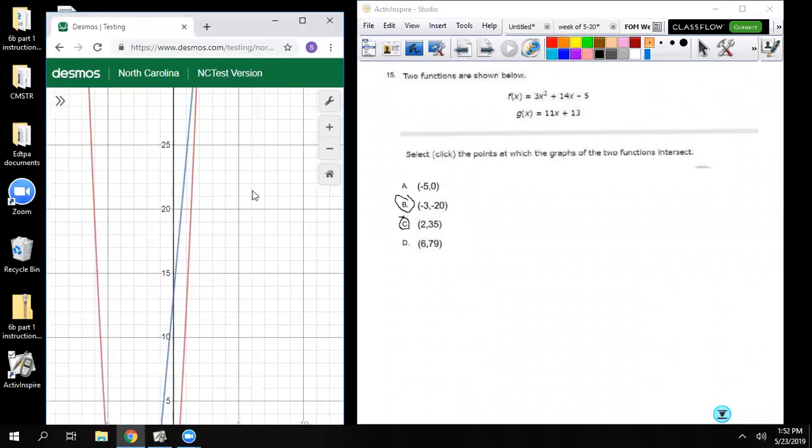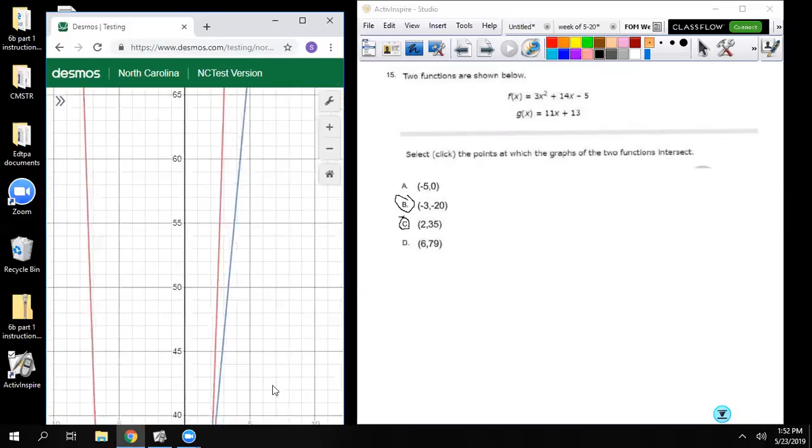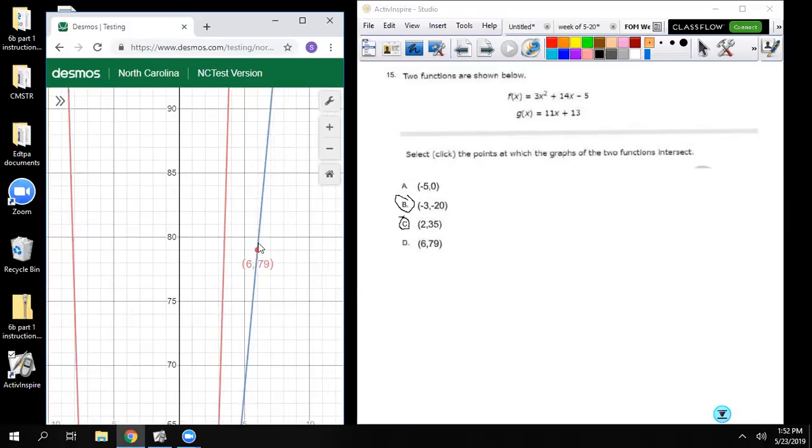That was 6, 79. All right, so here it is. Here, of course, our red parabola is f of x, our quadratic, and our blue is our g of x. Well, it's on g of x, but it's not on f of x, so that is not a solution. So B and C would have been our answers there, guys.